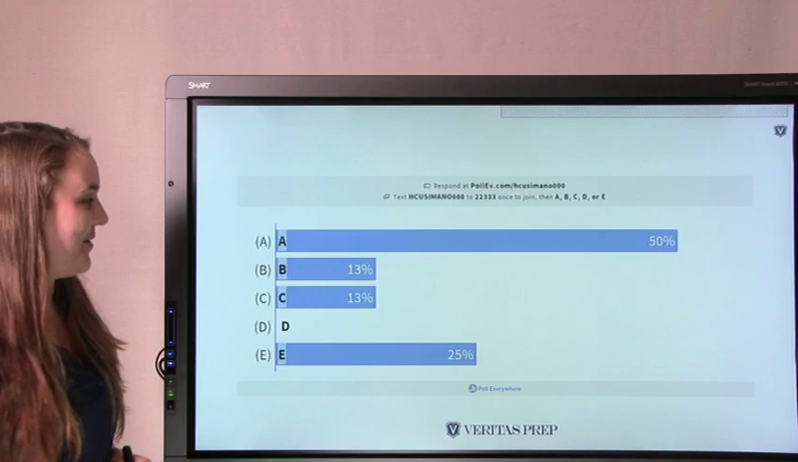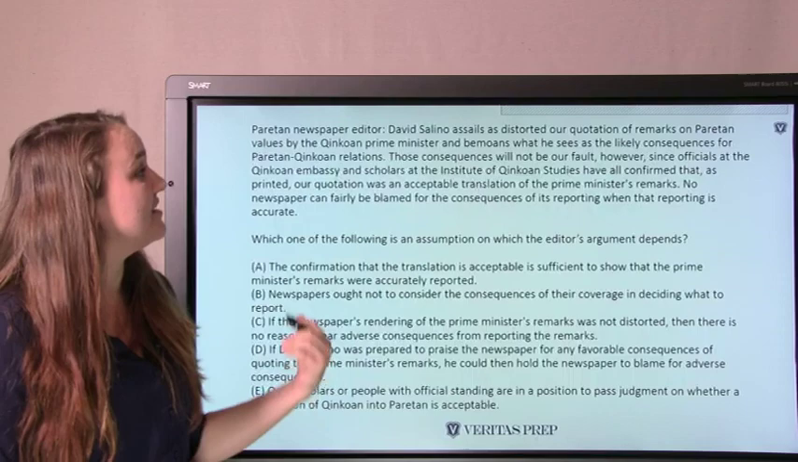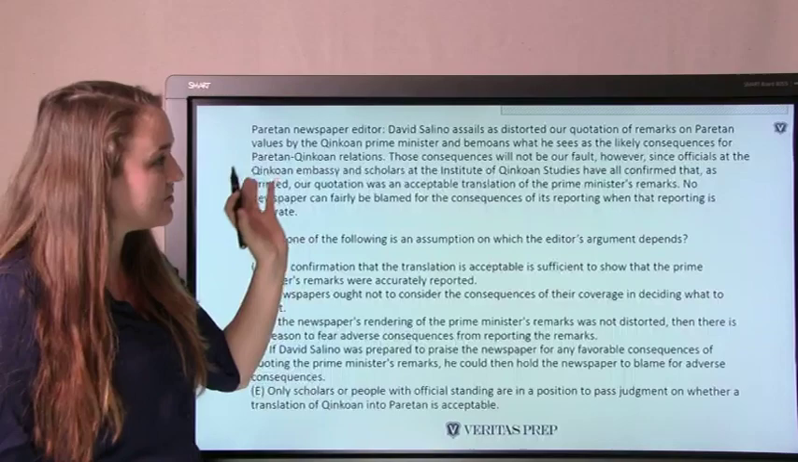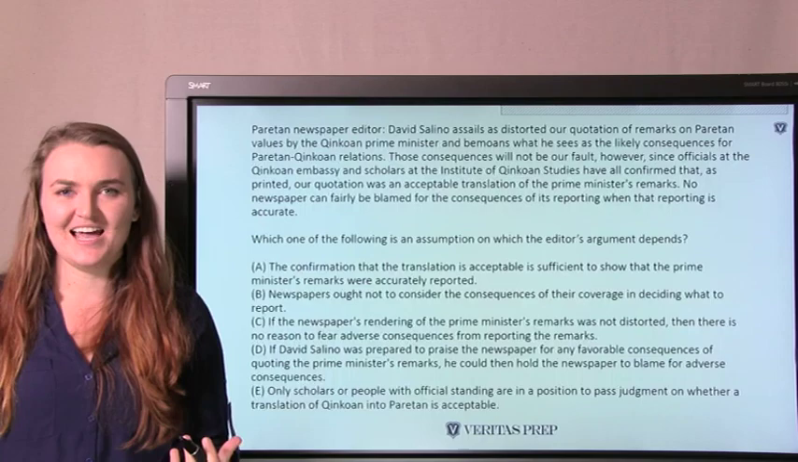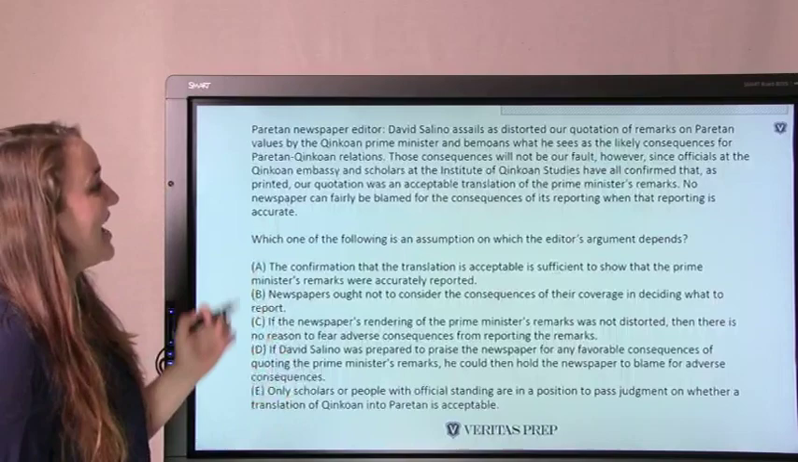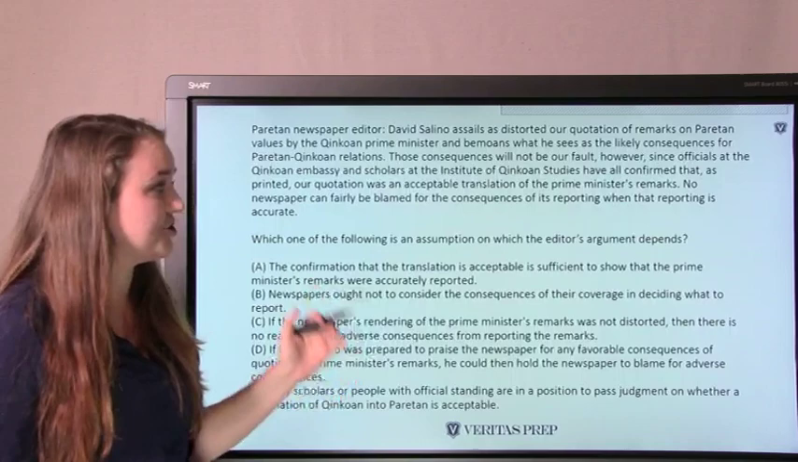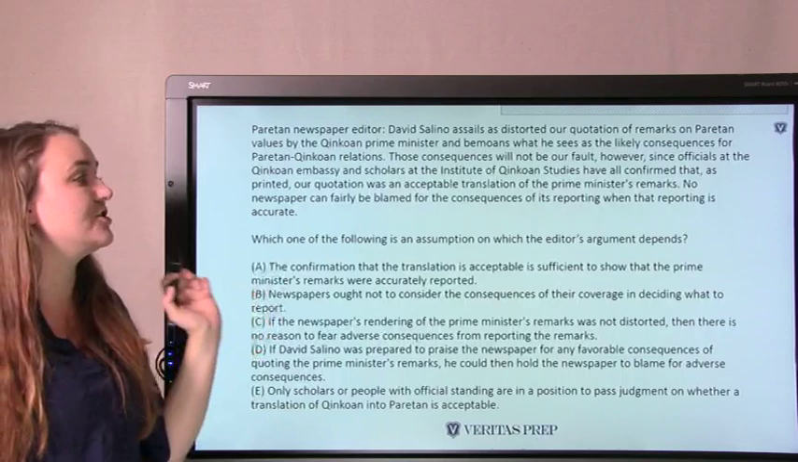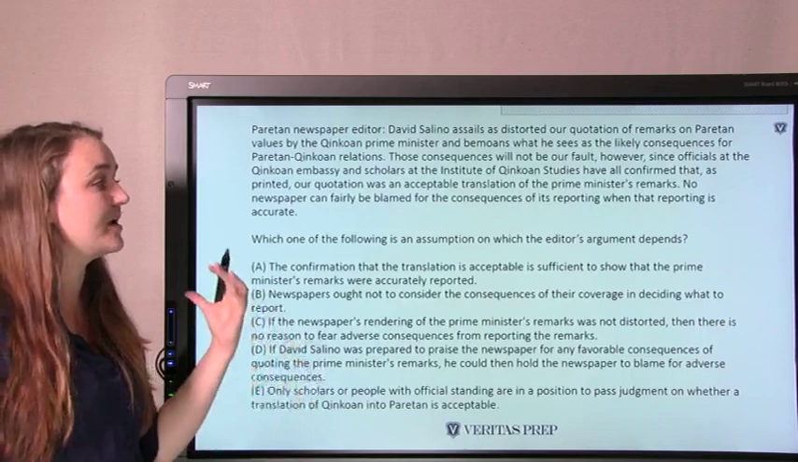So this newspaper editor, David Salino, assails as distorted our quotation of remarks on these values by the prime minister and bemoans what he sees as the likely consequences for relations. So a lot of really dense terminology, a lot of words that you may not be comfortable with, particularly because some of them are made up. Those consequences will not be our fault, however, since officials at the embassy and scholars at the Institute have all confirmed that as printed, our quotation was an acceptable translation of the prime minister's remarks. No newspaper can fairly be blamed for the consequences of its reporting when that reporting is accurate.